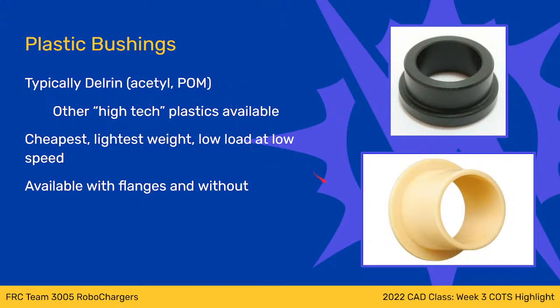Okay, let's talk about plastic bushings. Basically the same as a bronze bushing, except it's just solid plastic. It's typically made out of something very slippery. Delrin is a brand name for a plastic called acetal or POM. Those are all the same thing. Delrin, acetal, POM, they're all the same thing.